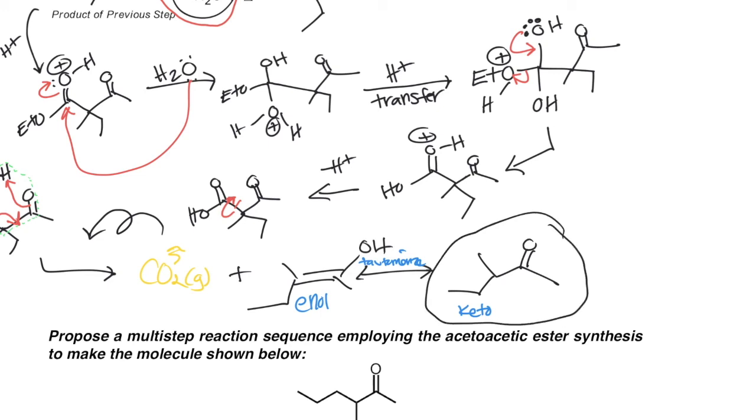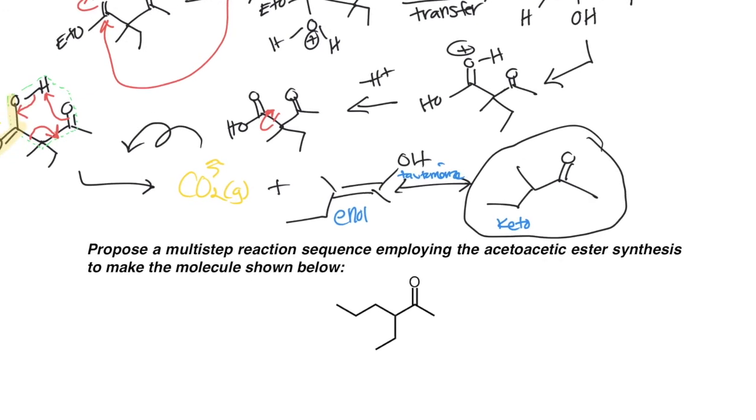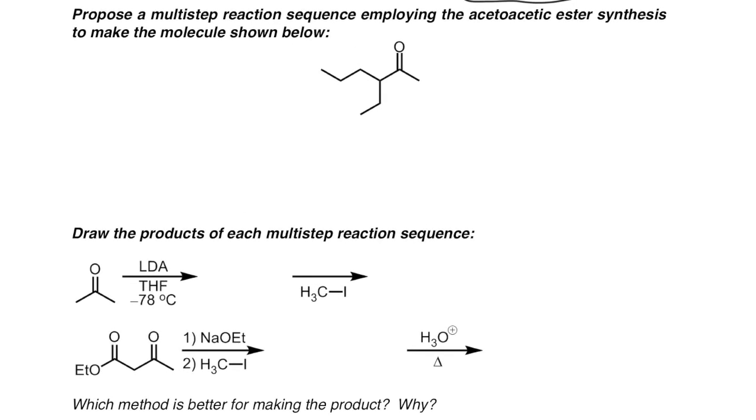Great, so if we had to do the opposite, propose a synthesis, we can do that, just like we did before. Now, you might say, this is going to be confusing. There's an acetoacetic ester synthesis and a malonic ester synthesis. How do I know the difference? Well, look at what you're being asked to make. A doubly alkylated methyl ketone. That's an acetoacetic ester synthesis. If there was a carboxylic acid here, it would be a malonic ester.